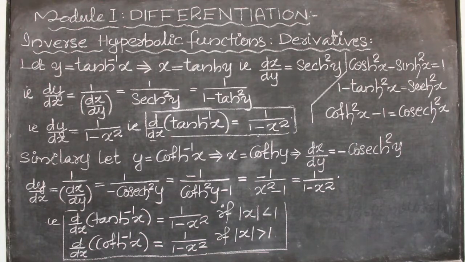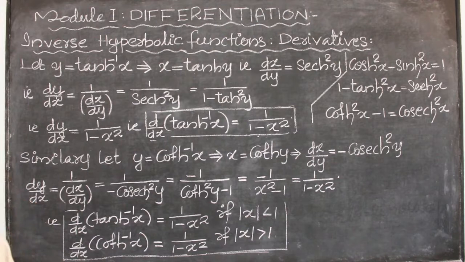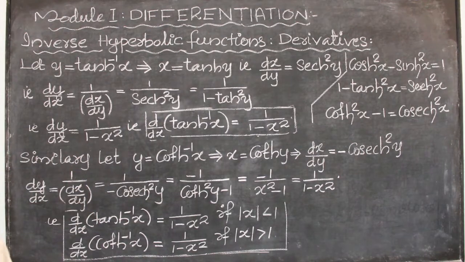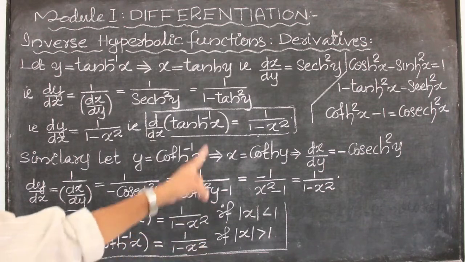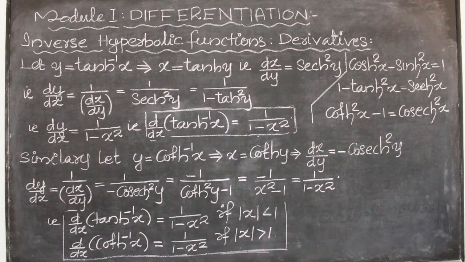Derivative of sinh inverse x, cosh inverse x, tanh inverse x, then coth inverse x. What is the derivative of sinh inverse x? It is 1 divided by root of x square plus 1. What is the derivative of cosh inverse x? 1 divided by root of 1 minus x square. Derivative of tanh inverse x is equal to 1 divided by 1 minus x square. Derivative of coth inverse x is equal to minus 1 divided by x square minus 1, or 1 divided by 1 minus x square, where mod x greater than 1. Okay? Save this here and complete it.